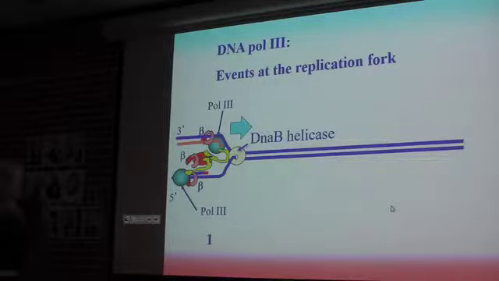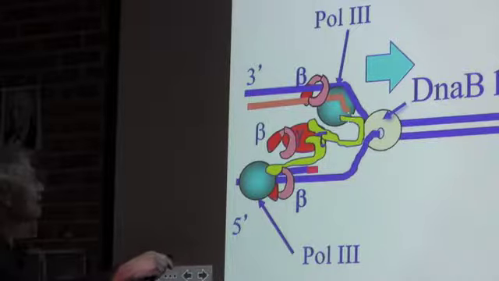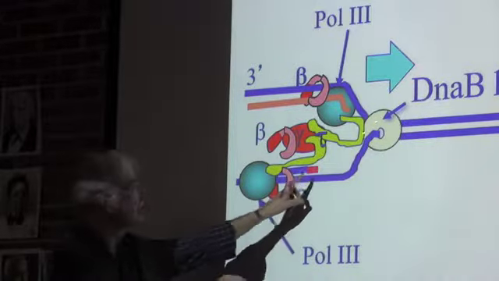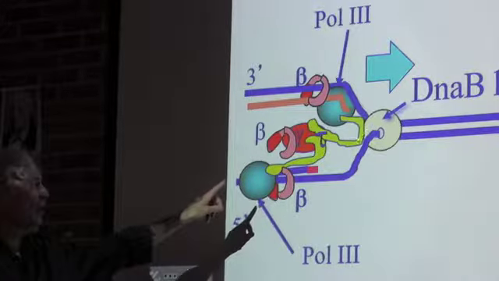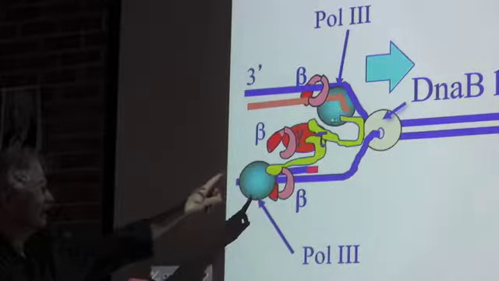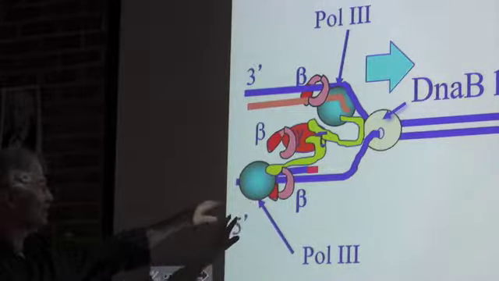So let's look at the components. Gamma is the shorthand for gamma delta clamp loader. It has 2 tall arms coming out from it, and they're ultimately attached to these 2 blue things, the Pol 3 catalytic subunits. And notice there's also a connection with the helicase. The tau has a connection with the helicase, and it has a connection with the catalytic components, the monomeric units of Pol 3. This connection here is what pulls the rest of it along.